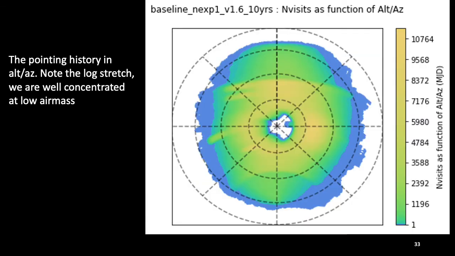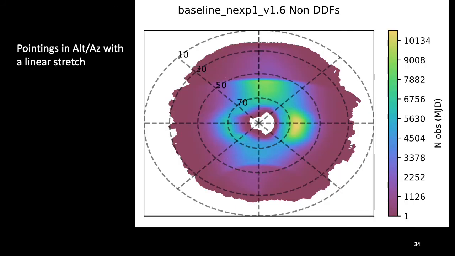We can also look at the pointing history in Alt-Az space. So this is in Alt-Az. Zenith is at the center again. And note this is a log stretch. So we really are highly focused on observing near the meridian. We're not often going to high air mass to chase observations. Here's the same plot on a linear stretch. You can see we have to avoid zenith because we can't track through zenith. But other than that, we are doing a very good job staying near the meridian, where the image quality and the image depth are best.